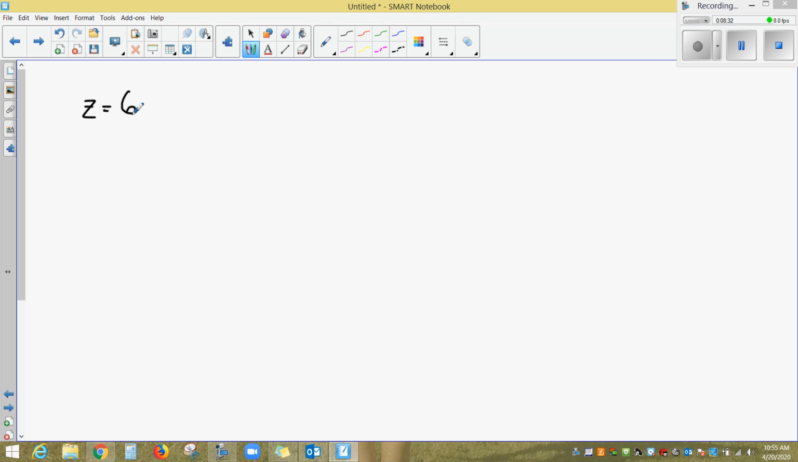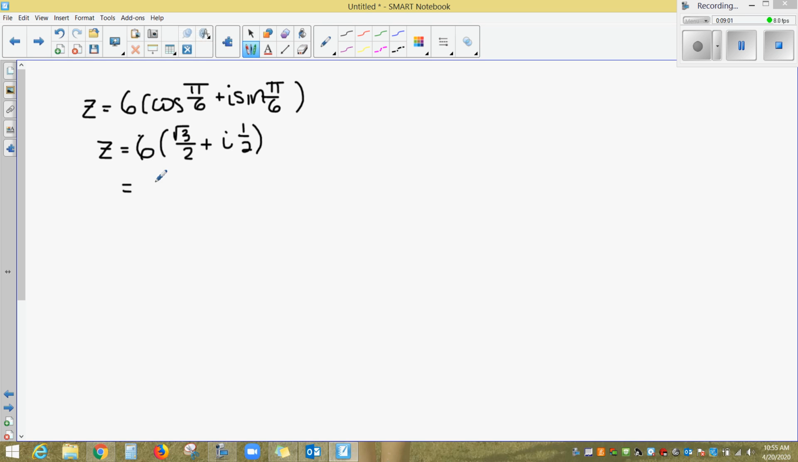Maybe I'm told z is 6 times cosine pi over 6 plus i times sine pi over 6. And I want to write that complex number in its regular standard form, a plus bi. The cosine of pi over 6 is square root of 3 over 2. The sine of pi over 6 is 1/2. If we distribute the 6 through now, we get 3 square root of 3 plus 3i. Okay, first quadrant.